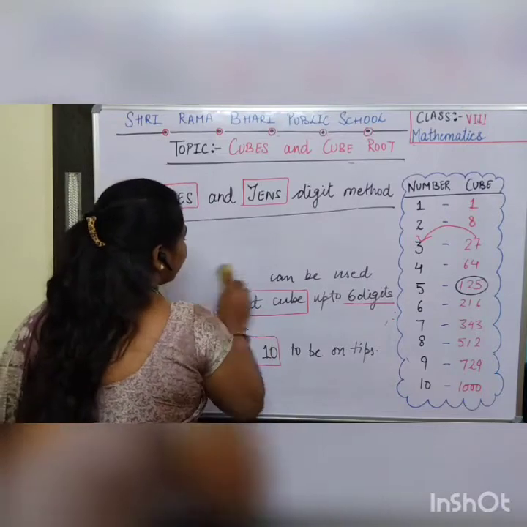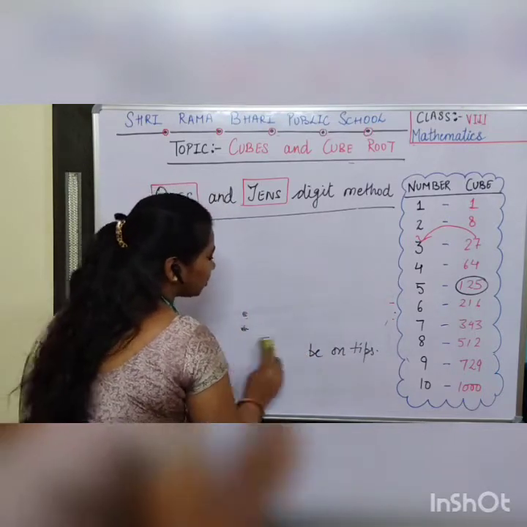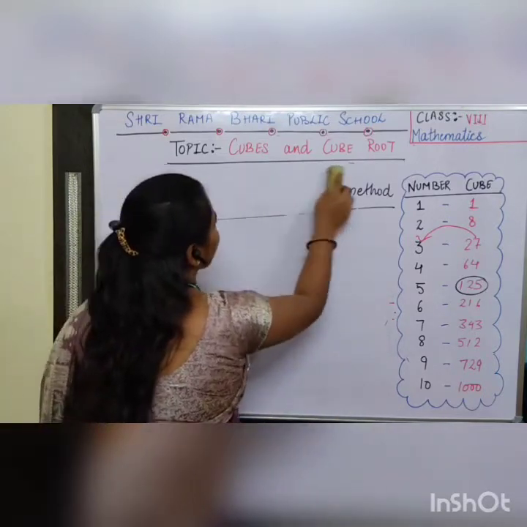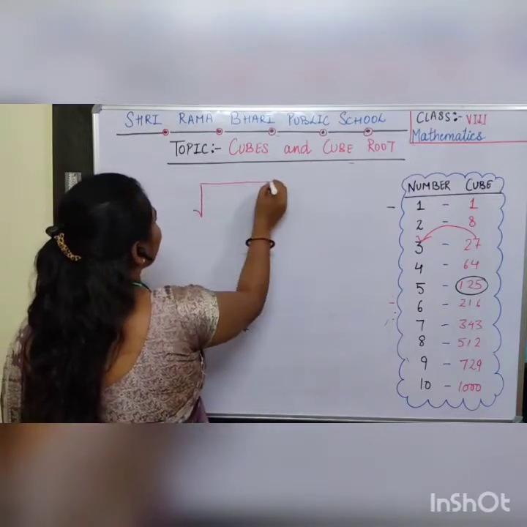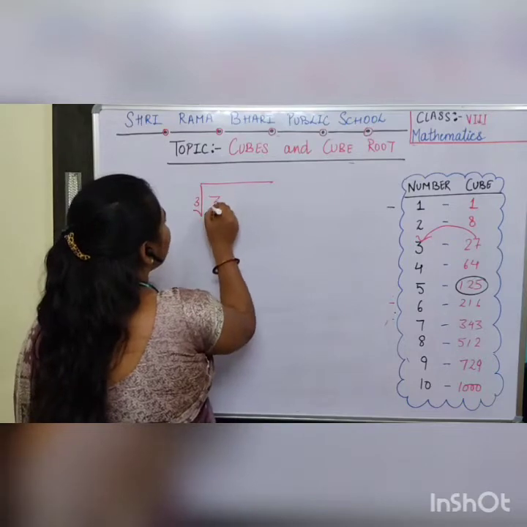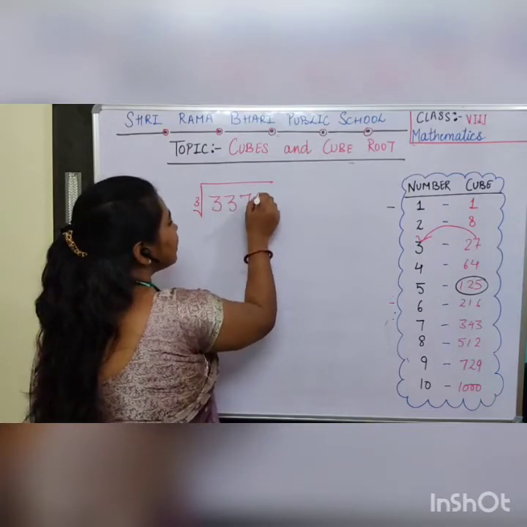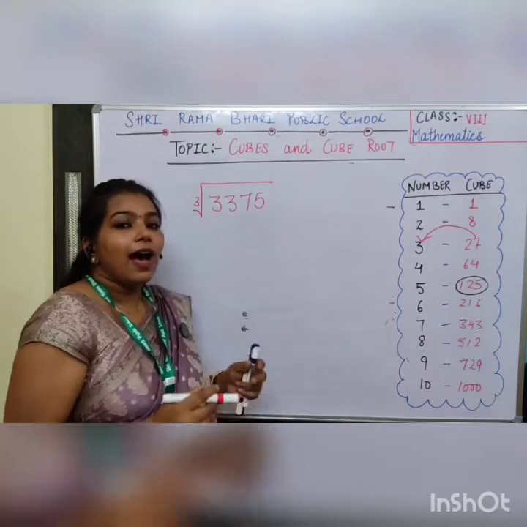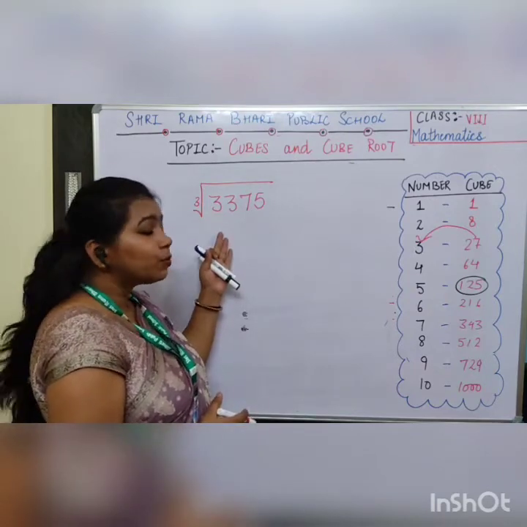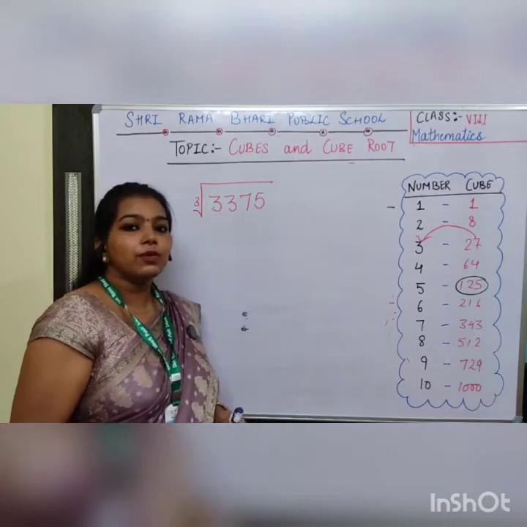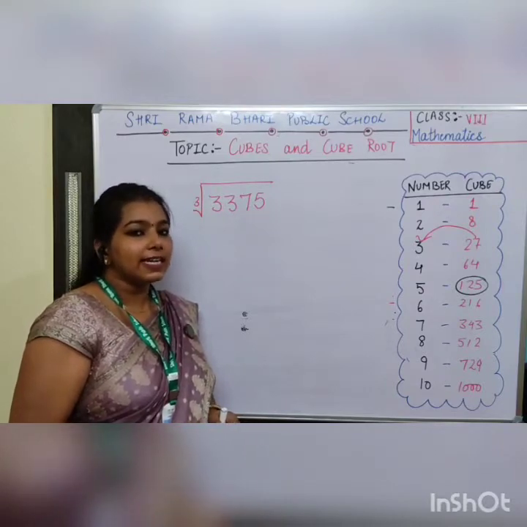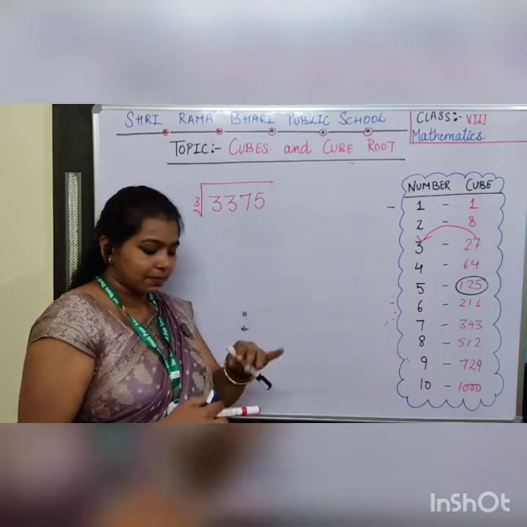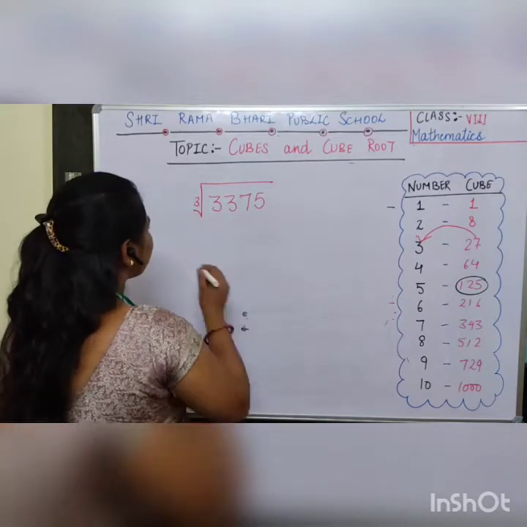The example I am going to take is the cube root of 3375. How can we find the cube root of this number by using the ones and tens digit method? We will find it in 3 steps. So what are those steps?